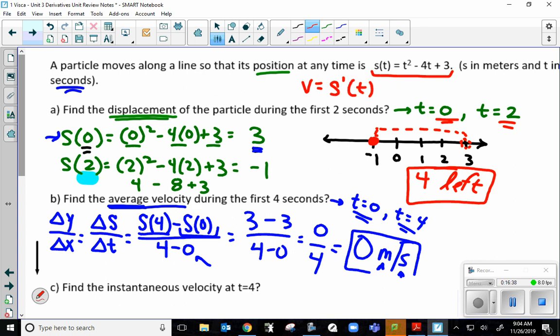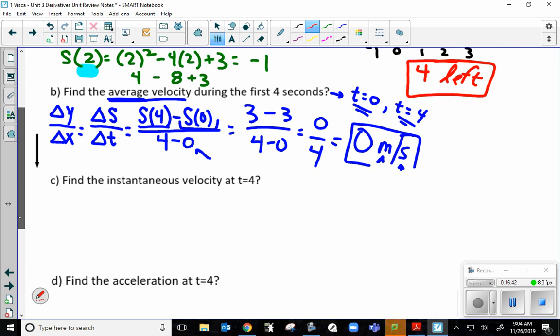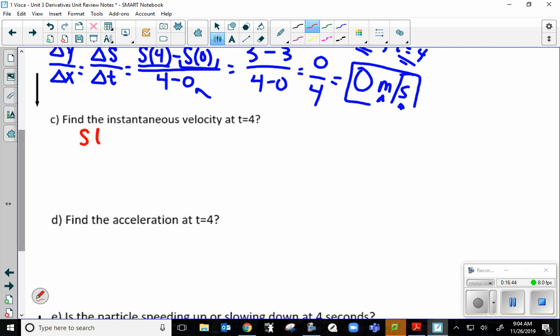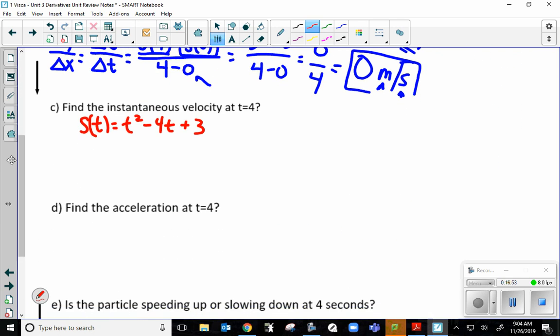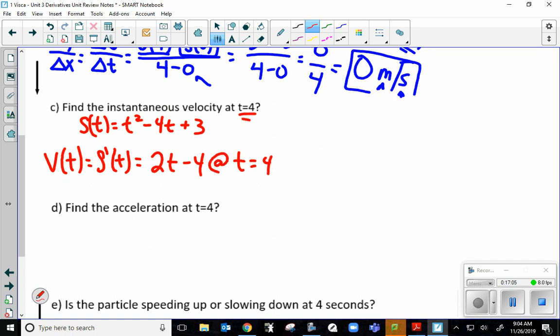So if I take the derivative of position, t squared minus 4t plus 3. If position equals t squared minus 4t plus 3, let me make sure I wrote that down right. I did. Velocity equals the derivative of position, which is 2t minus 4. I want to know this right at t equals 4. You could also write it like s prime of 4.